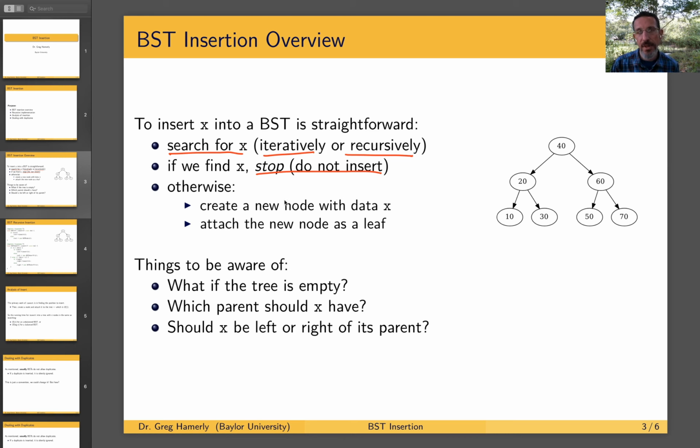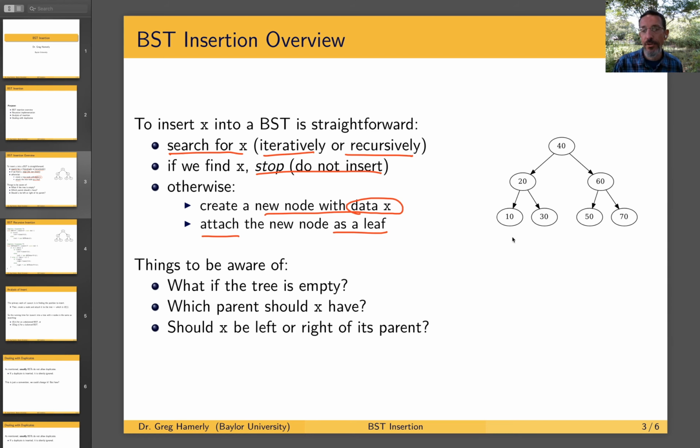Otherwise, if we have found the position where x should be, but it's not there, we create a new node containing the data x, and we'll attach the new node as a leaf. And it must be a leaf because we have reached a point where we could not go any further into the tree, and the node that we're searching for is not there.